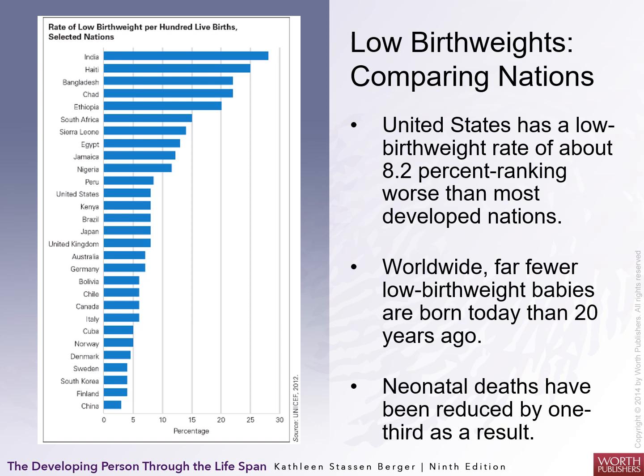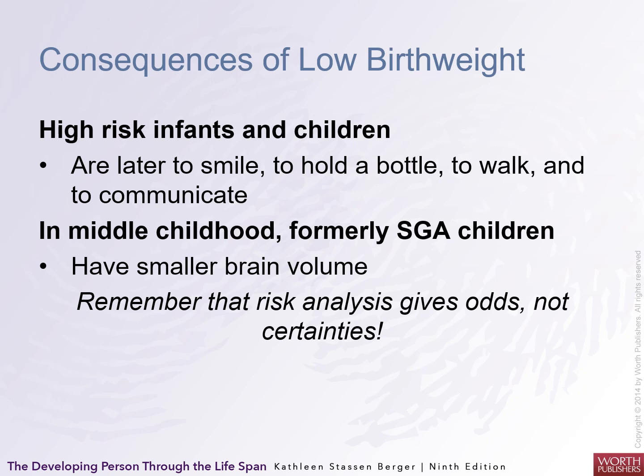But even within a culture like the United States, there's variability from one ethnic and racial group to another. There are consequences to low birth weight, including the high-risk infants and children. They're later to smile, later to hold a bottle, later to walk, and to communicate. In middle childhood, former SGA children have smaller brain volumes. Remember, the risk analysis gives odds, not certainties. So while it may be predictive in some ways, it may have limitations as well.